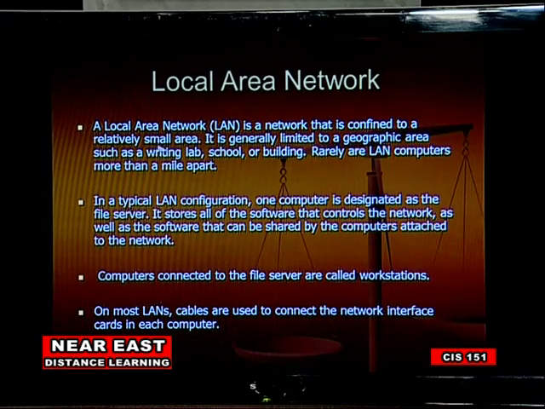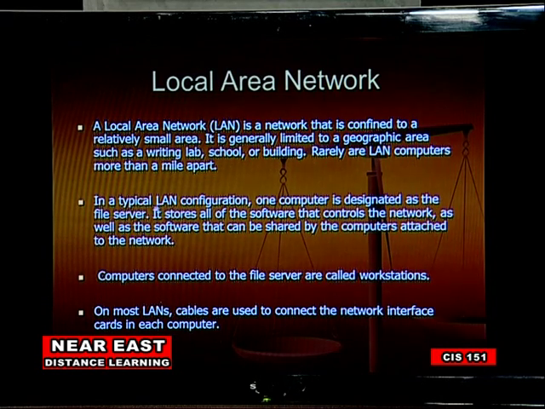What are the types of networks that are usually used? Local area network, LAN, L-A-N. It's a network that is confined to a relatively small area. So let's say an office, a lab, or one building. This is what we mean by LAN. It's generally limited to a geographic area, such as a writing lab, school, or building. Rarely are LAN computers more than 1 mile apart. So within only 1 mile, or about 1.6 kilometers.